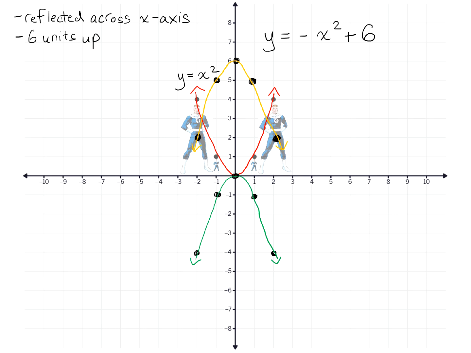As you can see, our newly transformed parabola has been reflected across the x-axis. In other words, it is frowning or opening downwards. There were no horizontal translations. In other words, it wasn't moved left or right, but it was moved 6 units upwards.